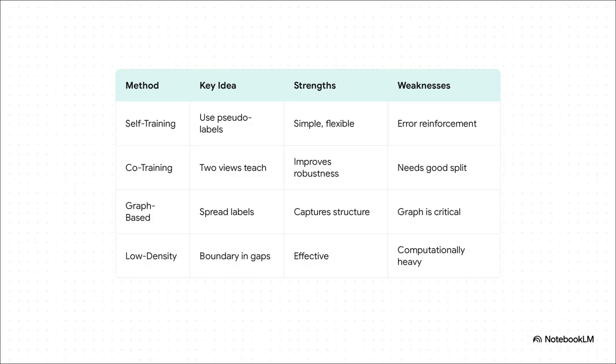So, let's wrap this all up with a quick look at the pros and cons. Self-training is the simplest, but you run that risk of it teaching itself the wrong thing. Co-training is more robust, but you have to be able to find two good, different ways to look at your data. And the graph-based and low-density methods are really powerful at finding structure, but they can be more complex to get right. In the end, there's no single best method. It's about picking the right study technique for the right exam.